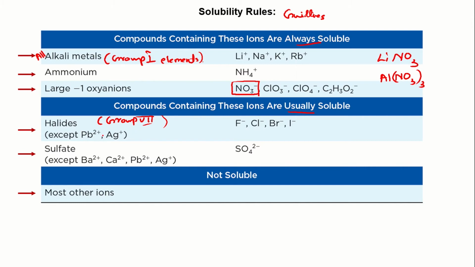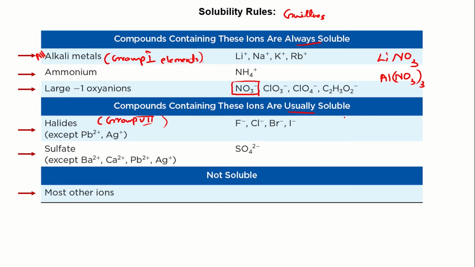So that means if you have lead halides and silver halides, let's say if you're considering fluoride or chloride, bromide or iodide, if any of these ions sit with either lead or silver, they are going to be solids. They are not soluble. All the other halides except the halides of these two are soluble.